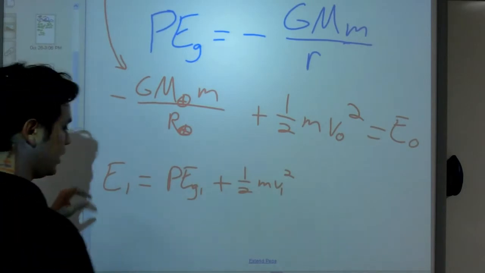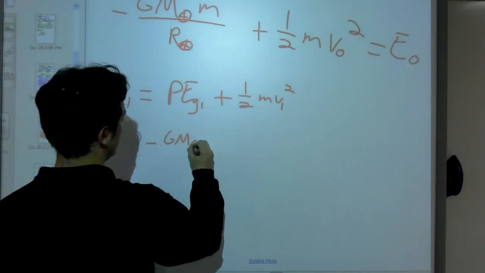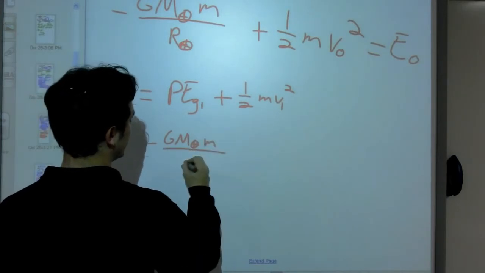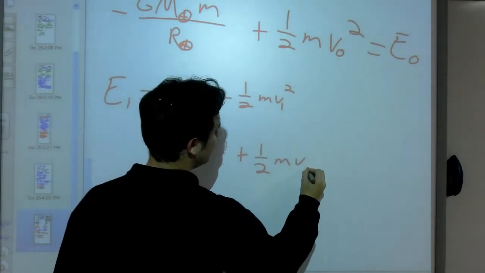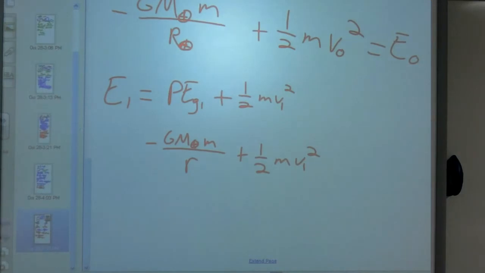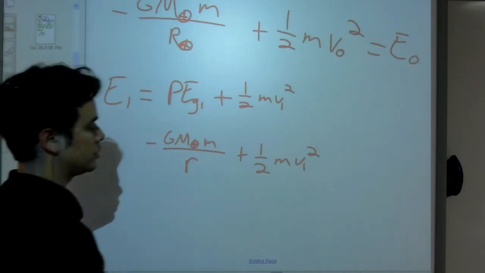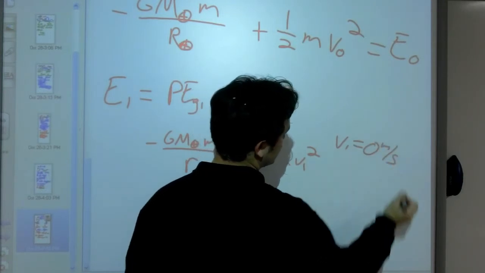Okay, well, when I plug in my other equation here, negative G mass of the Earth, mass of my object divided by r, plus 1/2 m v1 squared. Now this is where some of our definitions actually come in. We're going to have to apply some knowledge about how we've defined escape velocity. Normally we say that escape velocity is the velocity that lets you barely get off to infinity. So basically that means that v1 is free to equal 0 meters per second.